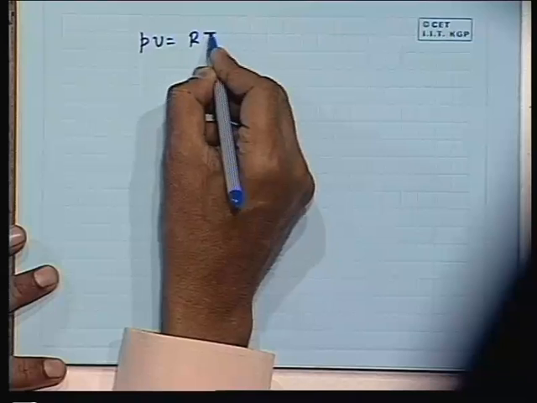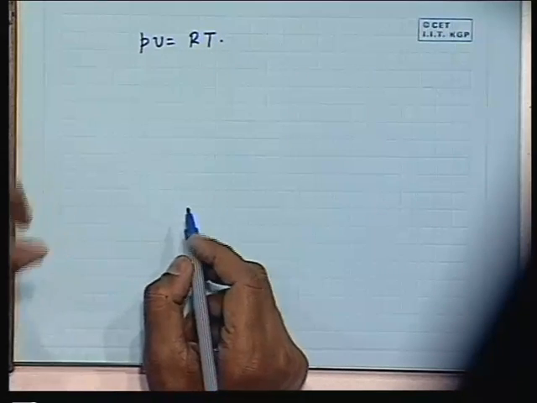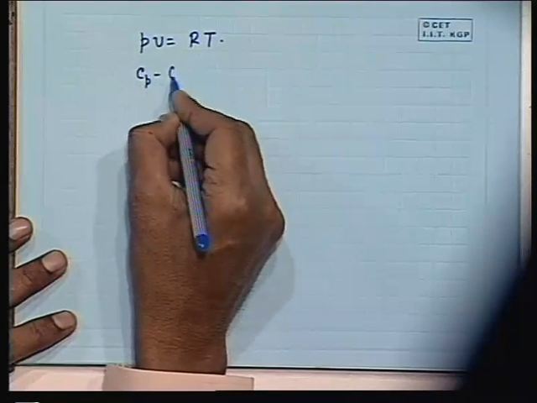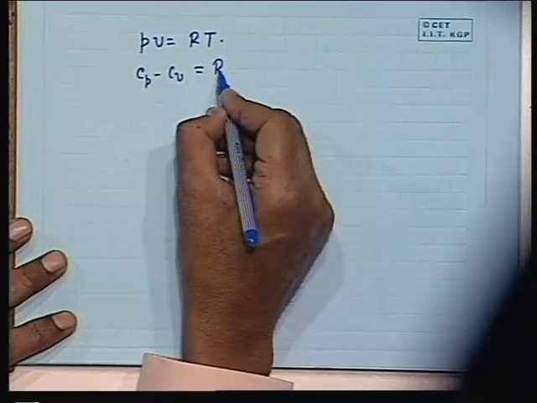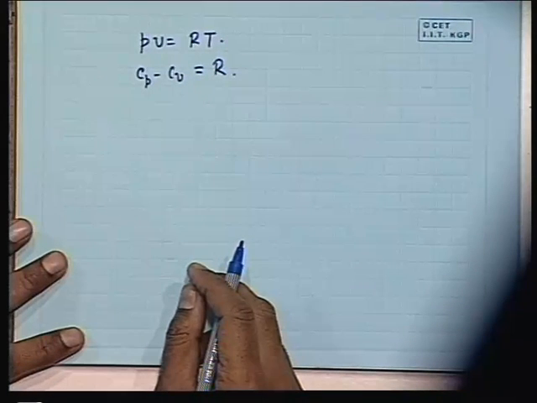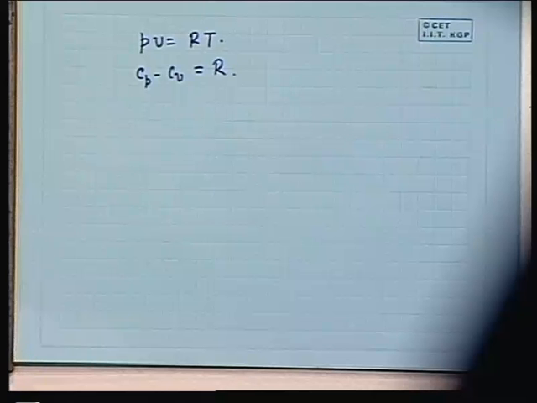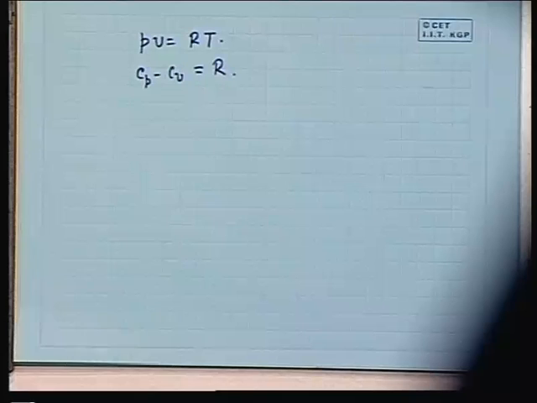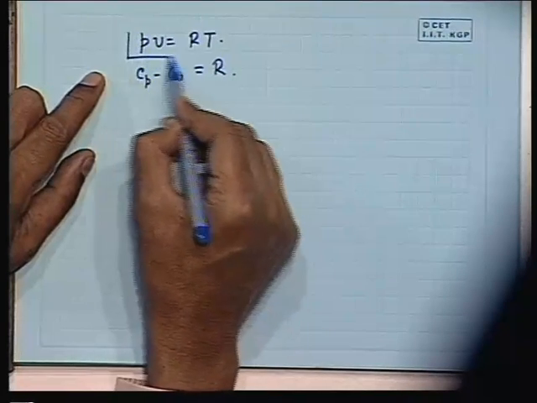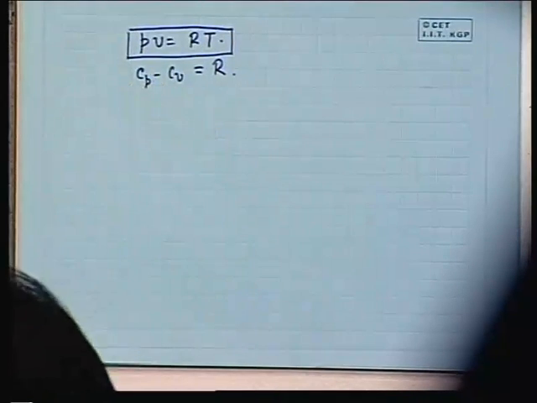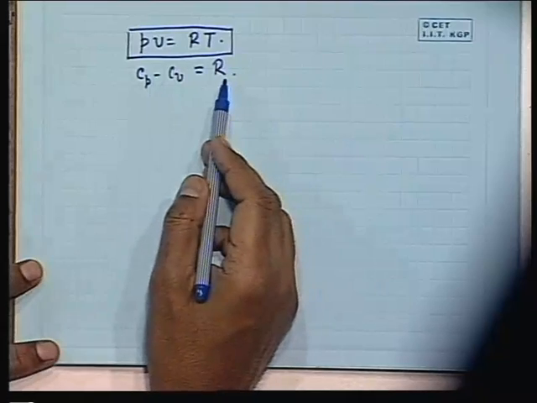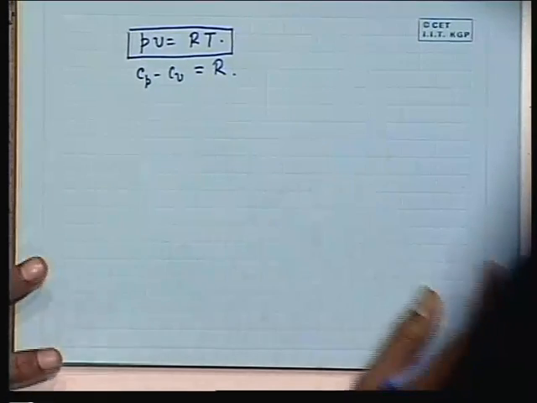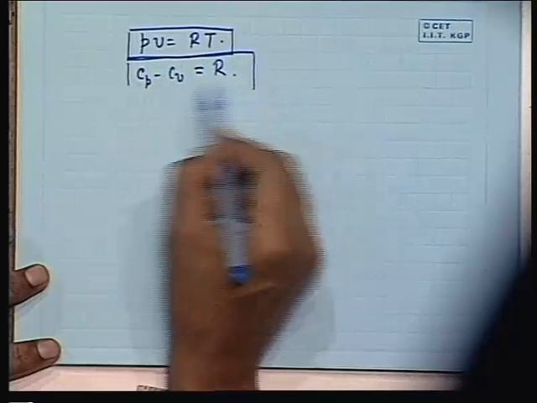Already we have proved another result: if Pv is equal to RT is the equation of state, v is the specific volume, then what is the value of Cp minus Cv? R. This we have already proved from thermodynamic relations for Cp and Cv. From the two TdS equations, we found the expression of Cp minus Cv in terms of derivatives of other thermodynamic properties, and utilizing the equation of state for an ideal gas, we have shown that Cp minus Cv is equal to R. Okay? This is one of the important relations for an ideal gas.